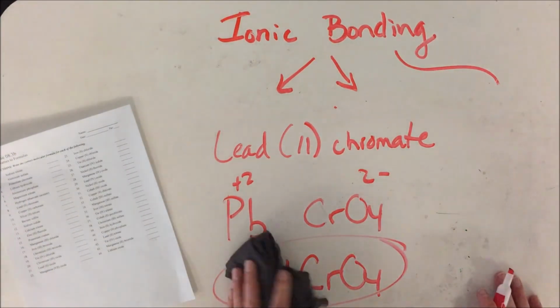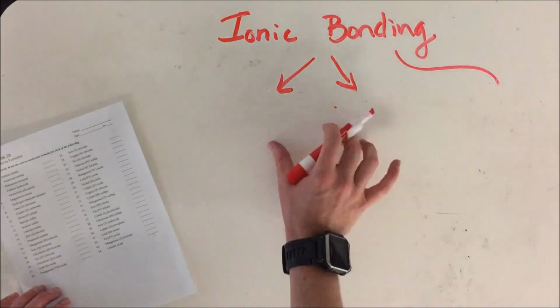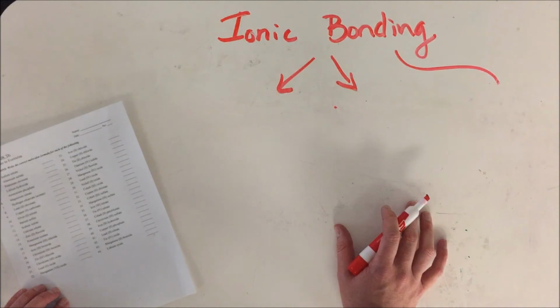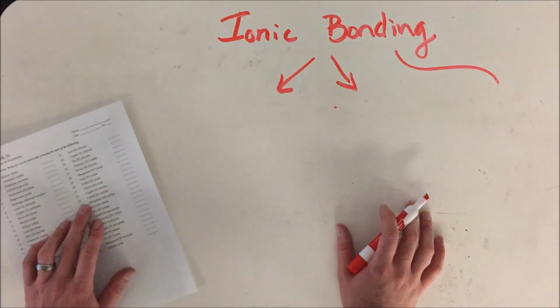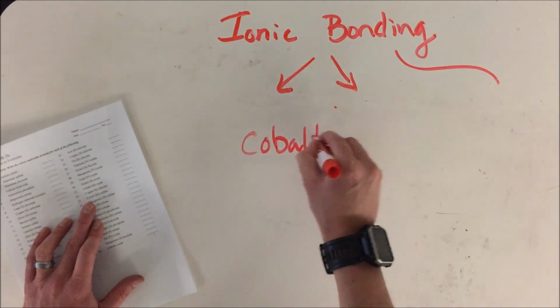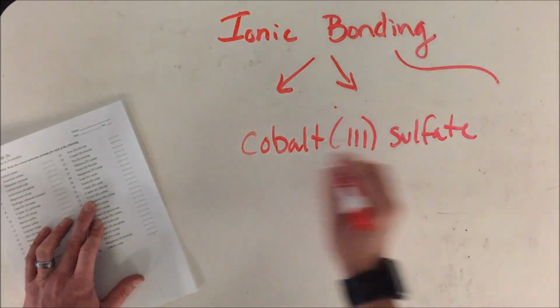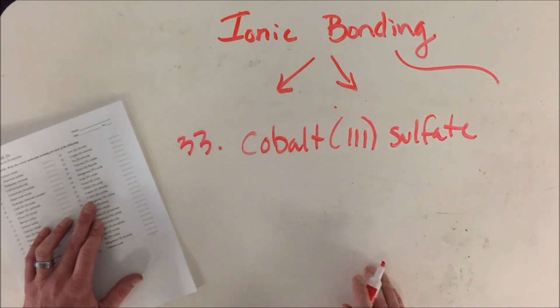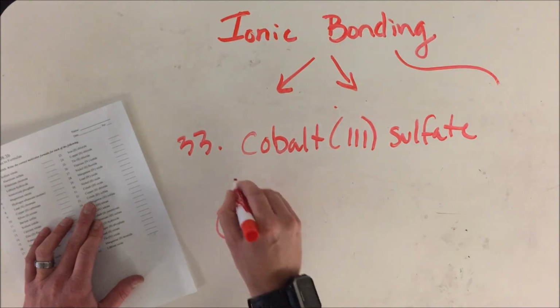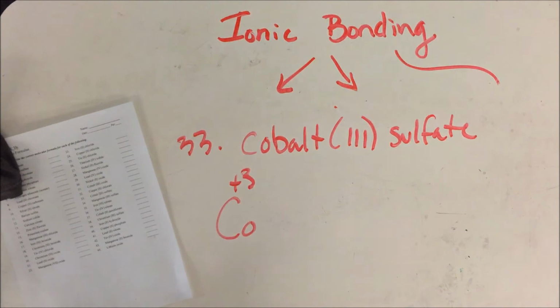Just quickly, one more example of that when I'm bonding. And this is taking the name and putting it into a formula. We'll go reverse in just a little bit on another video. Cobalt(III) sulfate. And this is number 33 on your worksheet. Cobalt, Co. That 3 tells us it's a +3. Sulfate is SO4 2-.